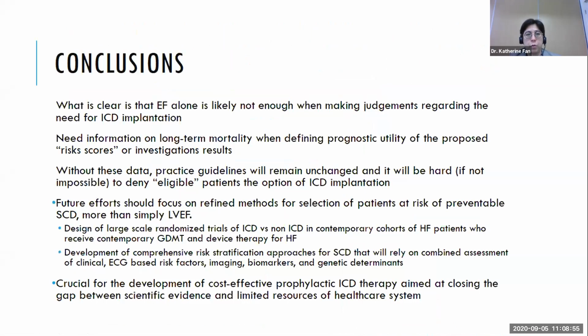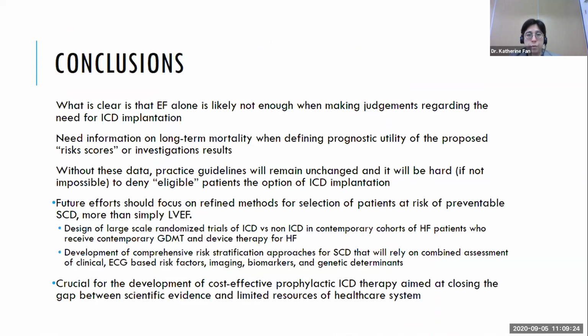So in conclusion, what is clear is that ejection fraction alone is likely not enough to make a judgment regarding ICD implantation. We need more information on long-term mortality when defining prognostic utility using risk scores or future studies or trials. Without this data, I'm afraid practice guidelines will remain unchanged, and it will be hard, if not impossible, to deny eligible patients the option of ICD implantation.